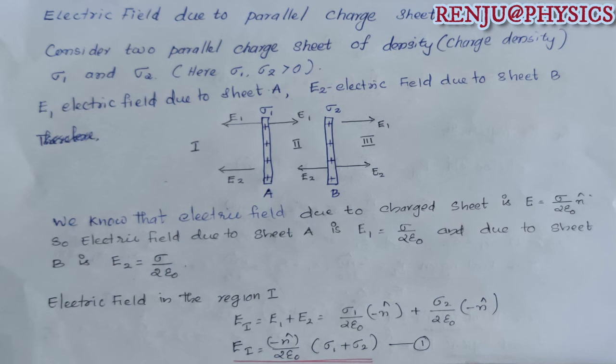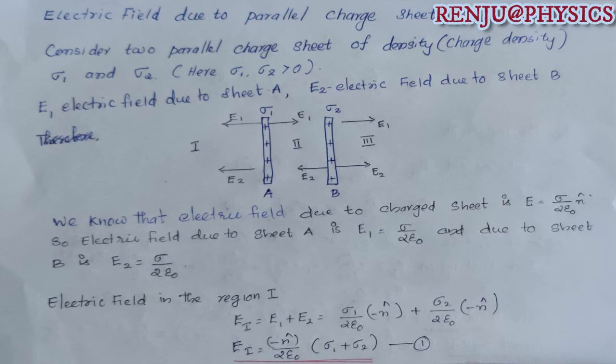So based on this equation, we can write the electric field due to sheet A having charge density sigma 1, that is given by E1 is equal to sigma by 2 epsilon 0, and due to sheet B having charge density sigma 2, the electric field is given by E2 is equal to sigma by 2 epsilon 0. For finding the electric field due to the sheets, we divide the figure into three regions.